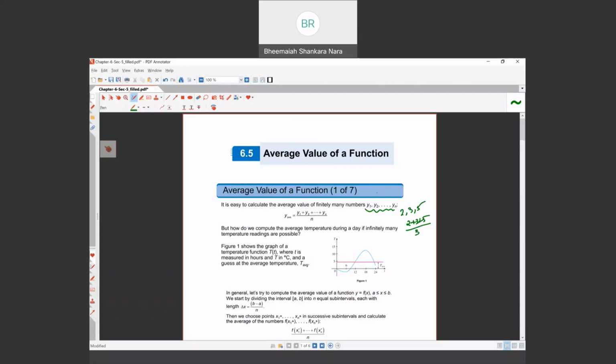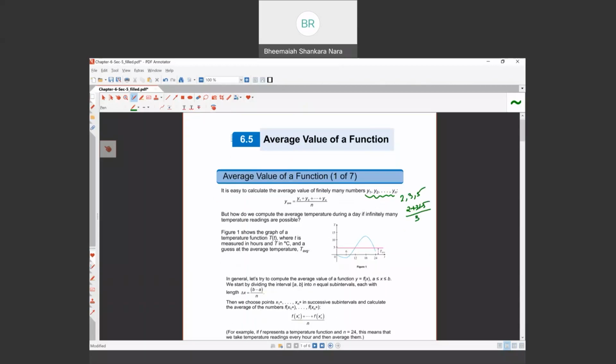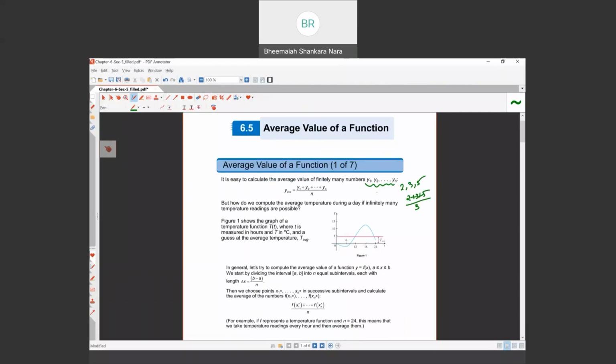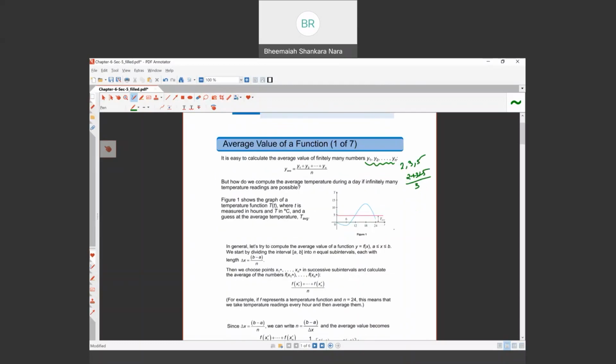Now, the question is, how do we compute the average temperature during a day if infinitely many temperature readings are possible? So here is a figure where x-axis shows the time t and the y-axis shows the temperature capital T. And the time t is measured in hours, the temperature T is measured in degree centigrade. So now we want to guess at the average temperature, which is also known as T average.